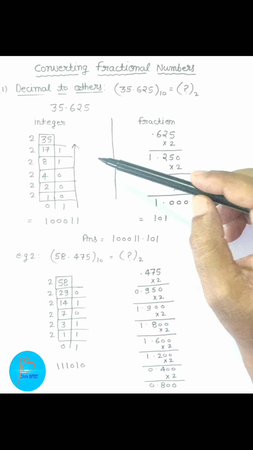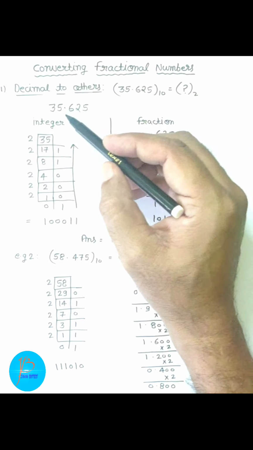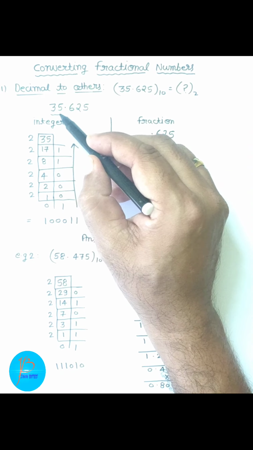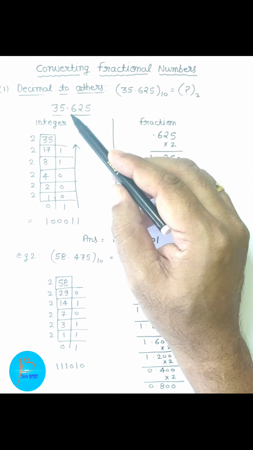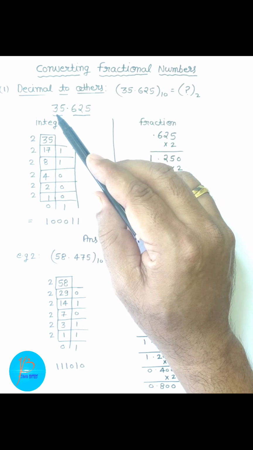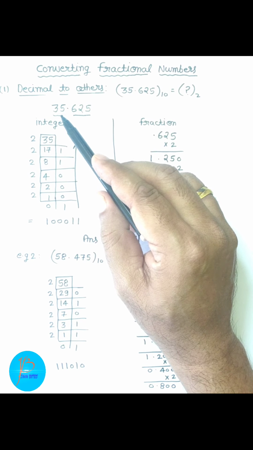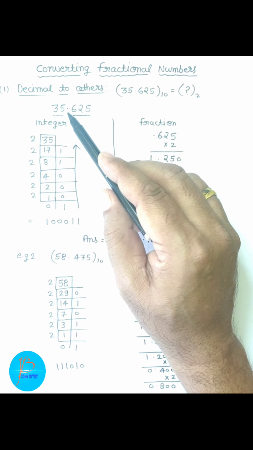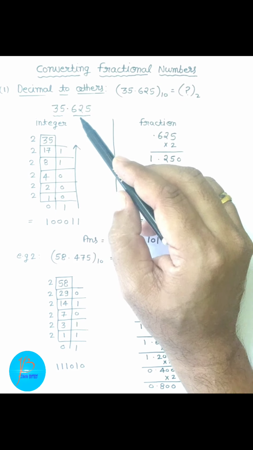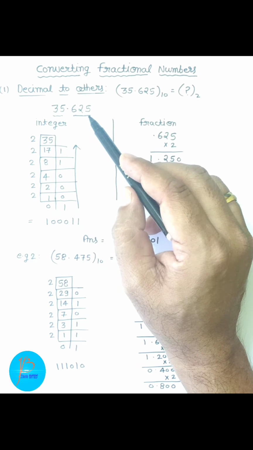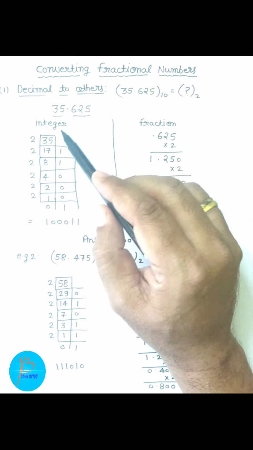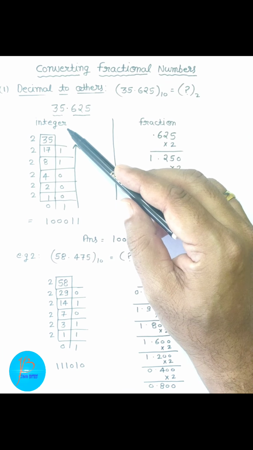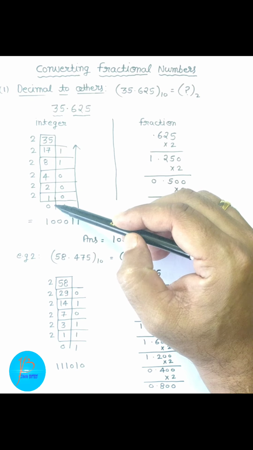For that purpose, children, we will divide the number into two parts. The part which appears before the decimal point is the integer part. For example, in this number 35 is the integer part as it appears before the decimal, and 625 is after the decimal point, so it is known as the fractional part, and we have to solve them separately.